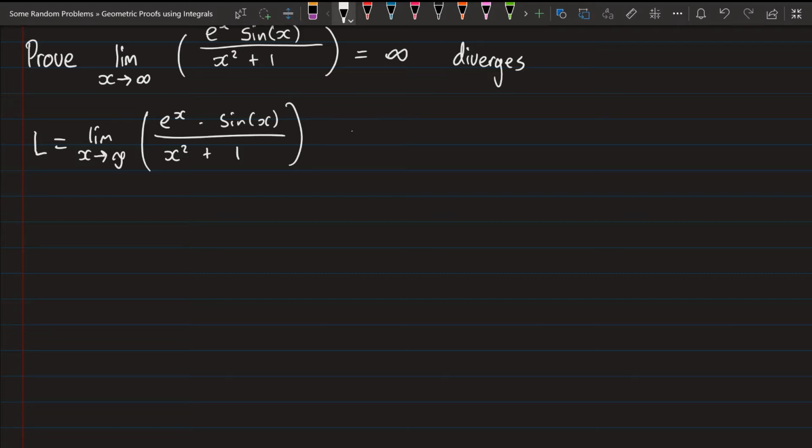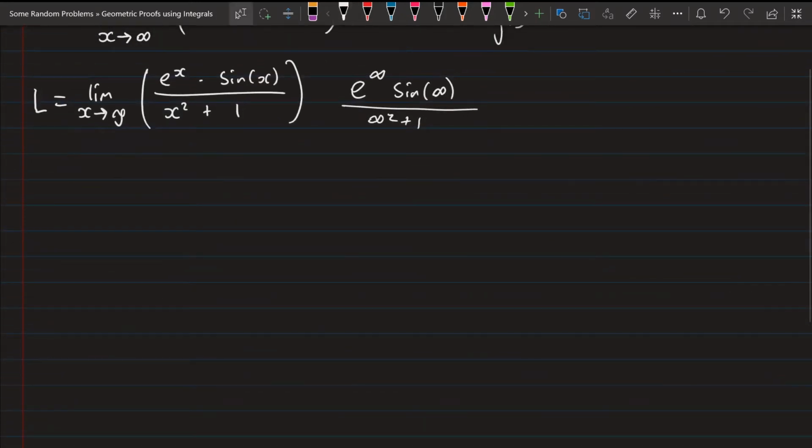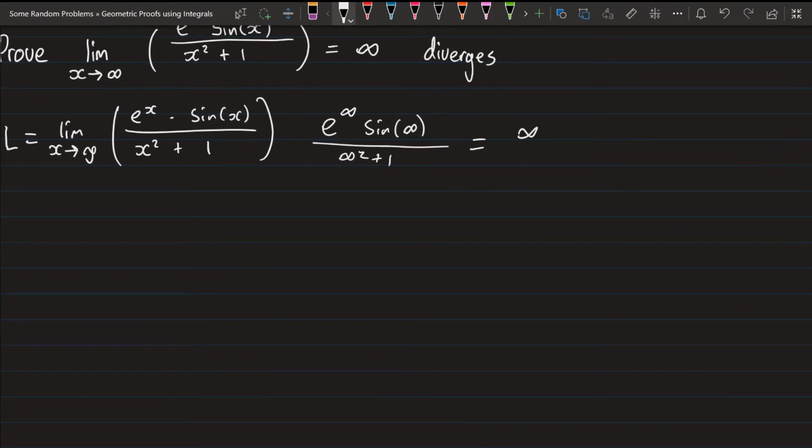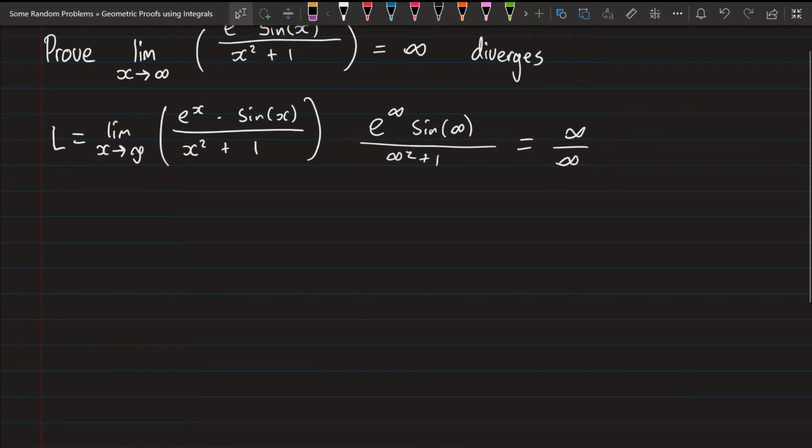Here we get e to the infinity times sine of infinity, which in itself does not have a value, as I just said, over infinity squared plus 1. What is bigger, e to the infinity or infinity squared? Obviously, e to the infinity is going to be exponentially much faster growing towards infinity. But both are infinity, so what can we do here? Well, we get infinity over infinity. We can apply L'Hopital's rule again, just like the last video that we did on the limit.